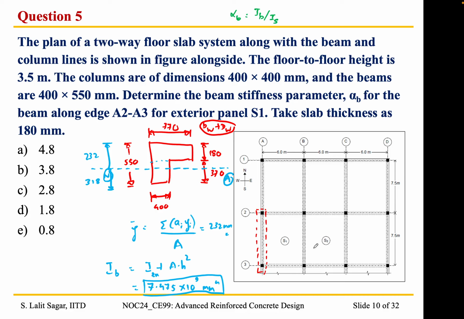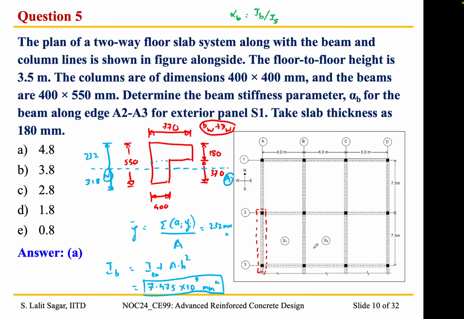I'm getting 3.68, sir, actually. Okay, so we can move ahead. So we got the value of IB 7.475 into 10 to the power 9, and when we consider the slab, since it is an exterior beam, we need to consider only half of it.